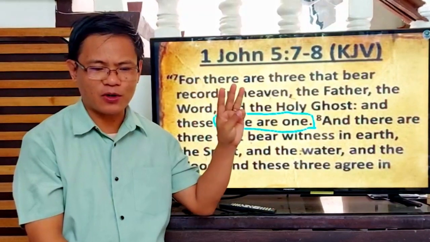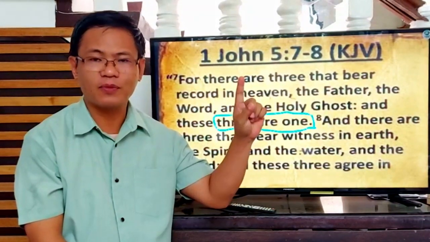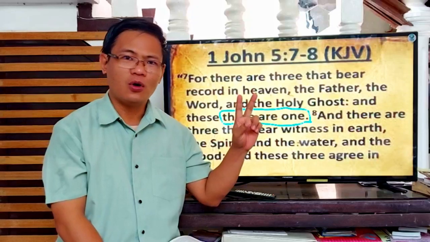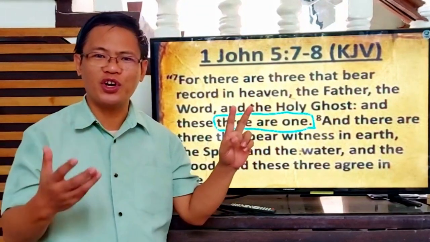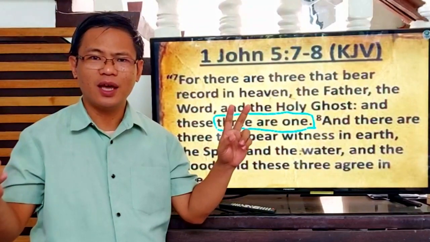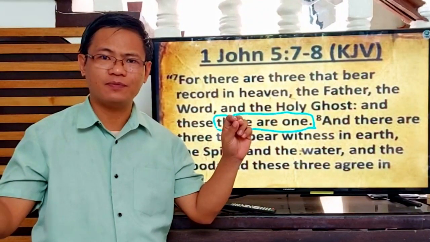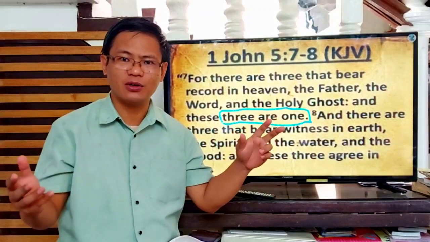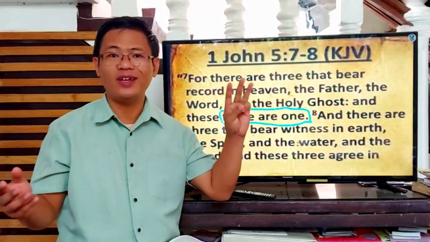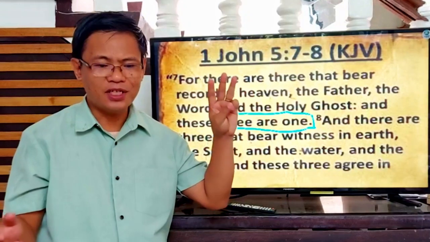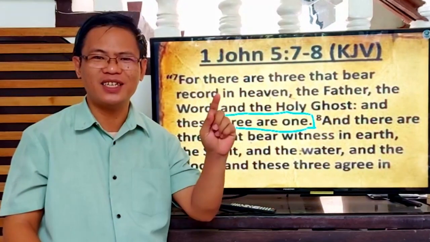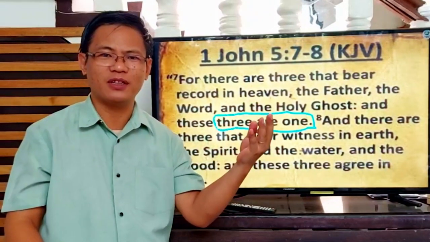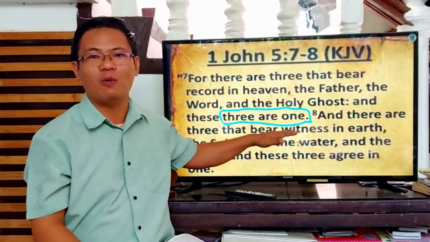three that bear record in heaven. First, the Father. Second, the Word. And we know that the Word is Jesus Christ in John 1:1, 14. In the beginning was the Word, and the Word was with God, and the Word was God. And in verse 14, the Word became flesh, referring to Jesus Christ. So we can see here the Word, and then the Holy Ghost or the Holy Spirit. And these three are one.